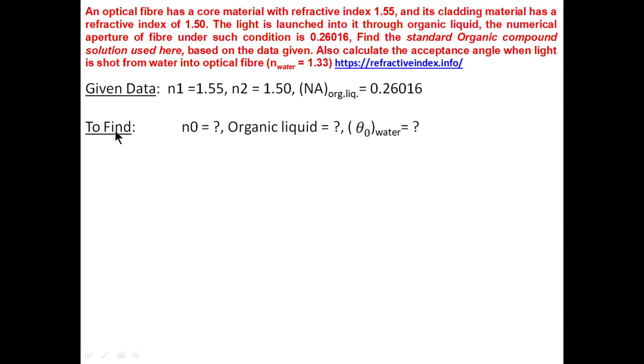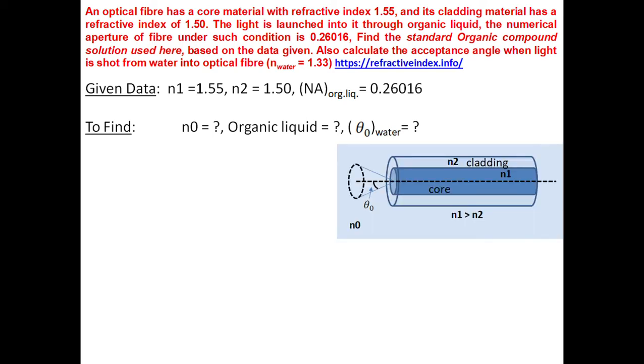All right, to find N0, N0 is the medium's refractive index. Generally we call it air, where N0 is equal to 1. For water, it is 1.33. Now this organic liquid we have to find. To find what type of organic liquid it is, you have to know its refractive index. And finally, you find theta naught, that is the acceptance angle when kept in water. Write down the given values and the values that have to be found, and then go ahead.